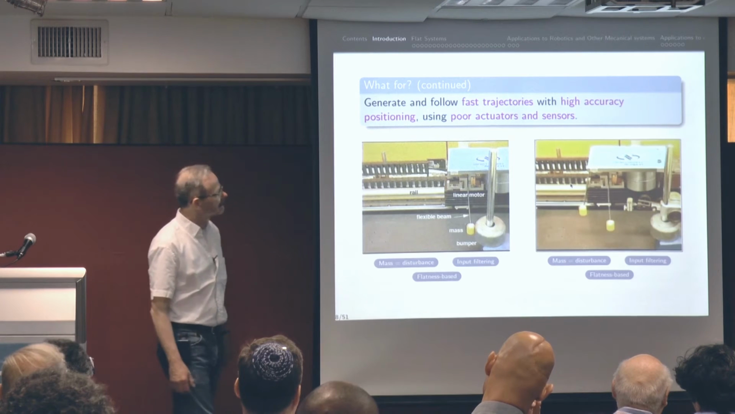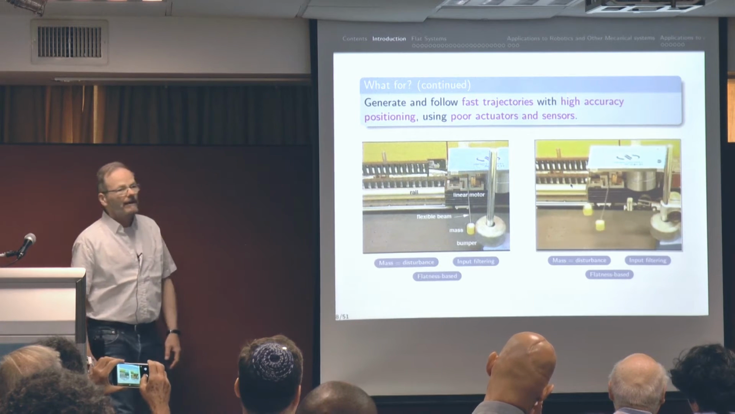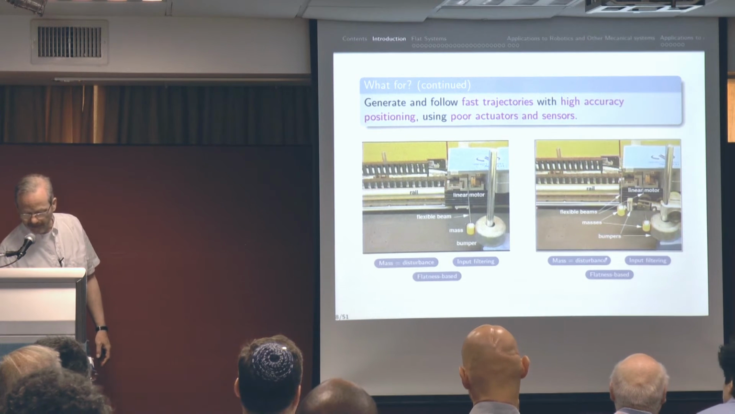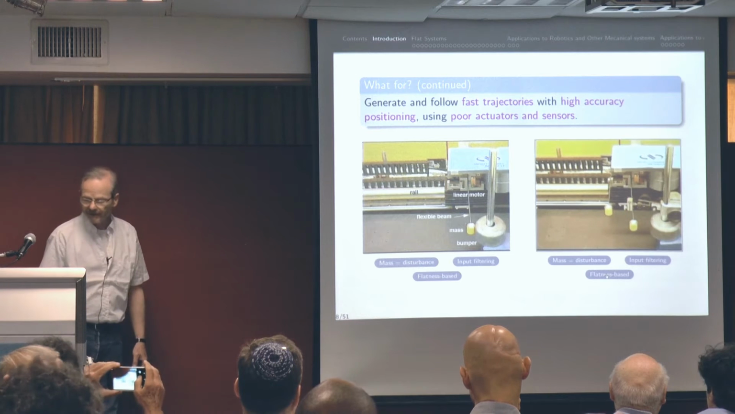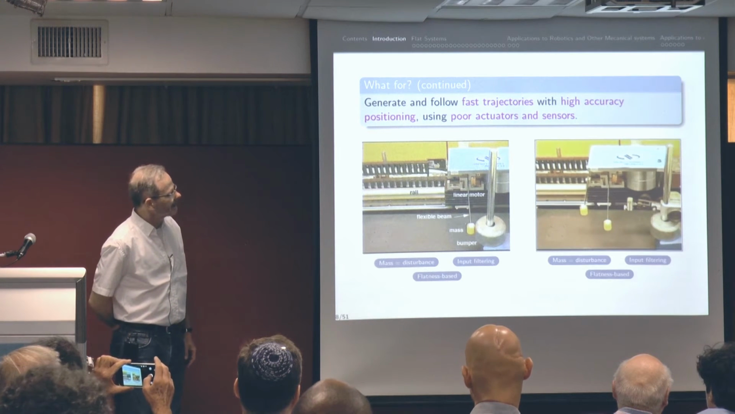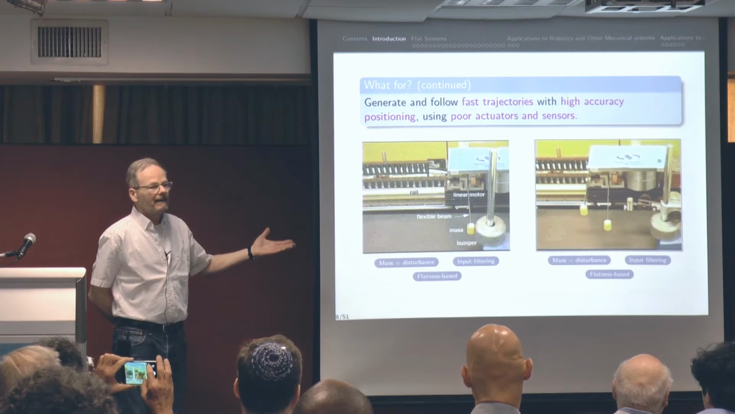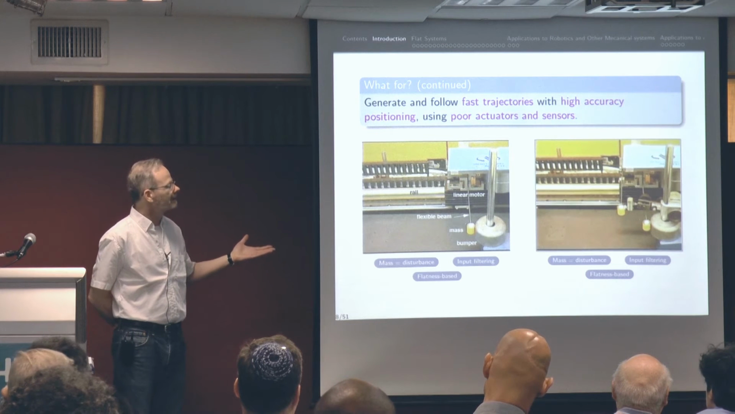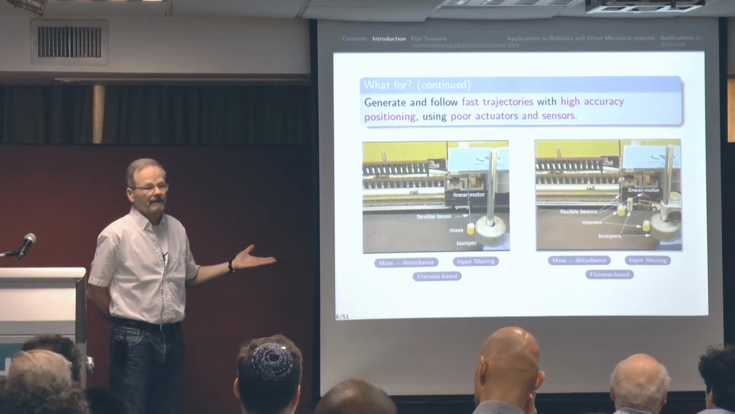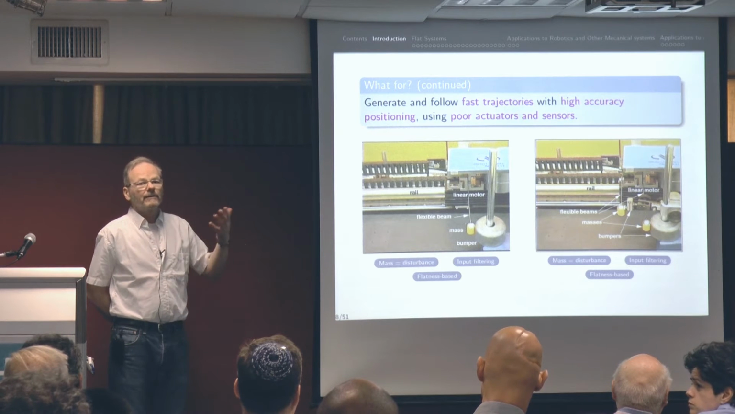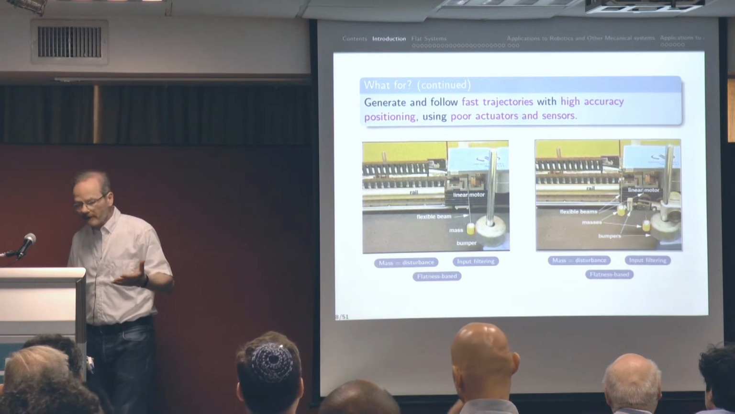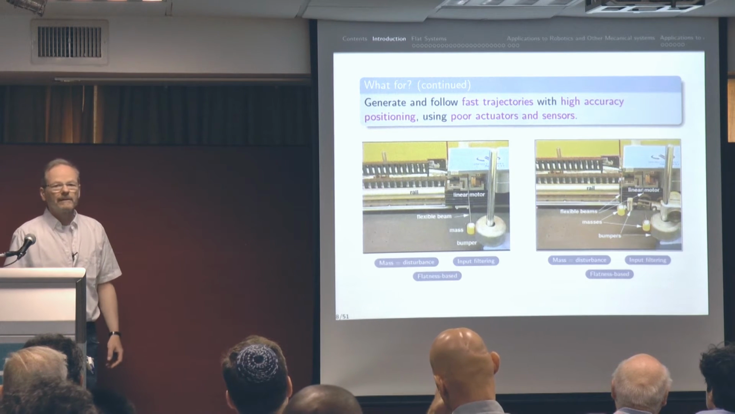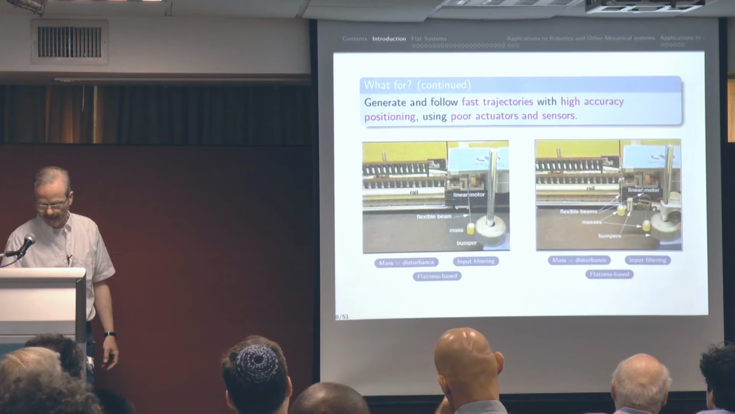So this is what you get, again, with the classical approach. And now with the flatness approach. Since the extra masses are not oscillating anymore when you stop, the accuracy of positioning is much better. You get an improvement of order 10 times, in terms of accuracy.